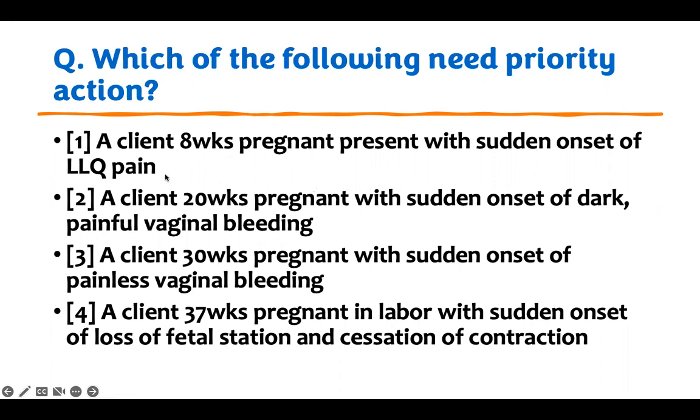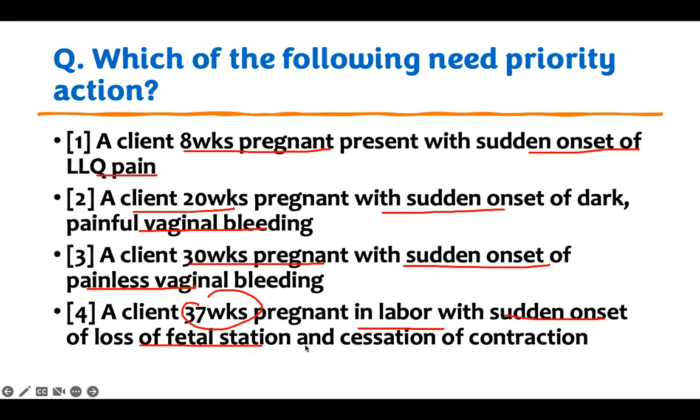So we have 4 patients. A client, 8 weeks pregnant, presents with sudden onset of left lower quadrant pain. A client, 20 weeks pregnant, with sudden onset of dark, painful vaginal bleeding. A client, 30 weeks pregnant, with sudden onset of painless vaginal bleeding. A client, 37 weeks pregnant, in labor with sudden onset of loss of fetal station and cessation of contraction.